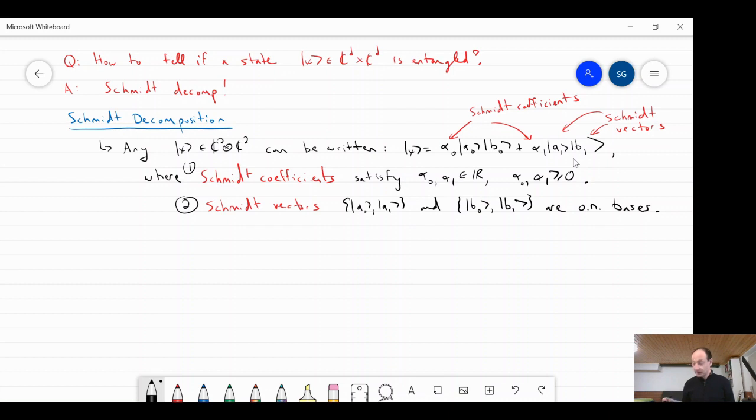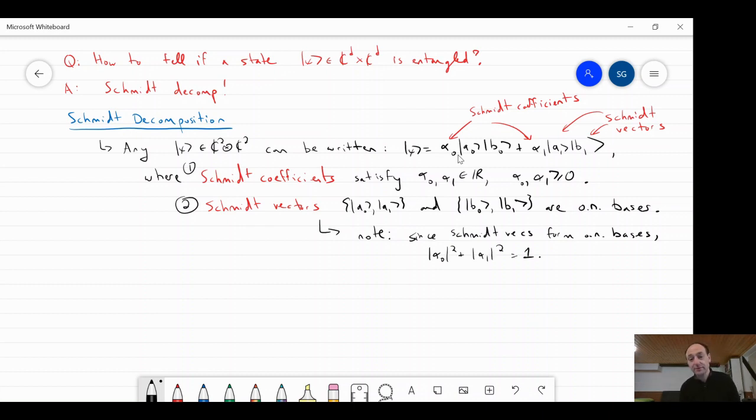Now, of course, psi is a unit vector, so let's just do a sanity check. Because it's a unit vector, and because these are orthonormal bases, since the Schmidt vectors form orthonormal bases, this vector is orthogonal to this one, and therefore, in order for psi to be a unit vector, the usual normalization condition has to hold.